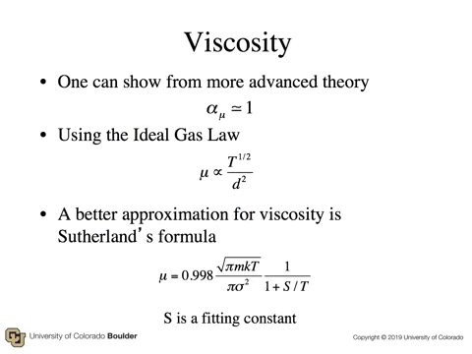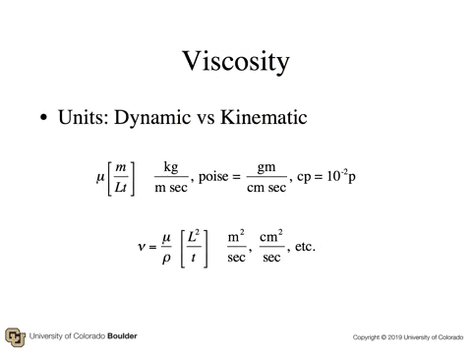A better approximation for viscosity is a formula given by Sutherland, and it's shown there at the bottom of the slide. S is a fitting constant, and you can find values for the fitting constant. But needless to say, there are many, many empirical formulas for the viscosity of various substances. Just a little bit about units. The viscosity mu is mass over length time, which in SI units is kilograms per meter second.